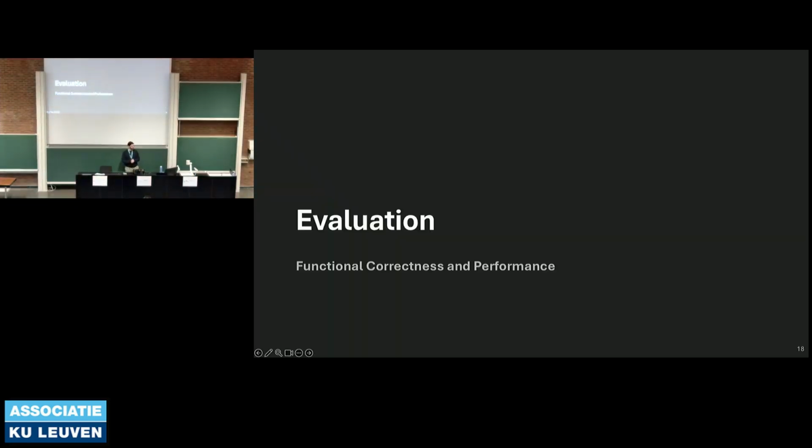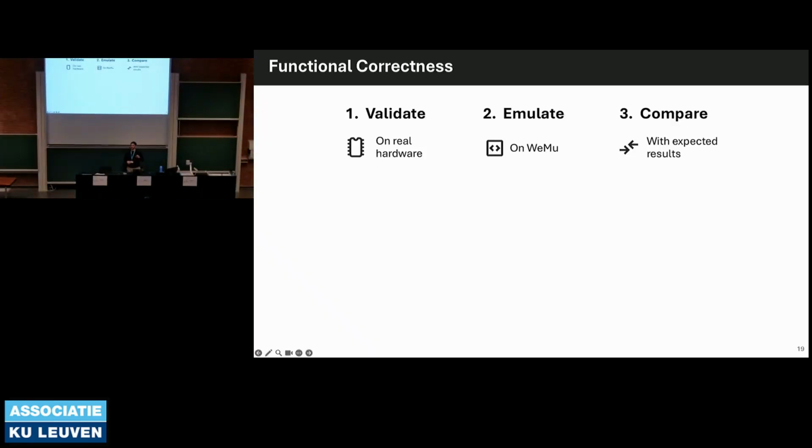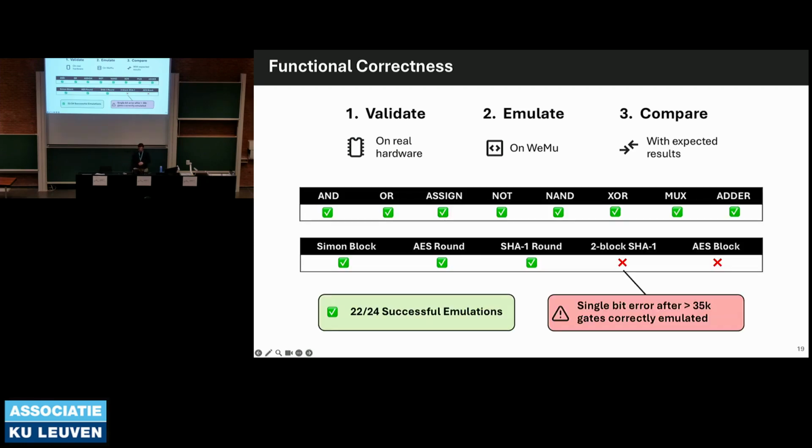So enough about the implementation. Let's look at the evaluation of WeMu. To evaluate WeMu, we took microarchitectural weird machines from existing work, and we first validated them by running them on our own real hardware. And when we knew that they were correct, we then emulated them in WeMu and compared the results. And this table shows a set of microarchitectural weird machines which we tested, and it shows that WeMu is capable of correctly emulating a range of weird machines going from simple gates to very complex cryptographic algorithms like a round of AES and a SHA-1 round.